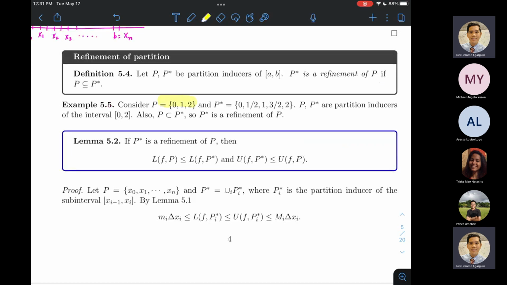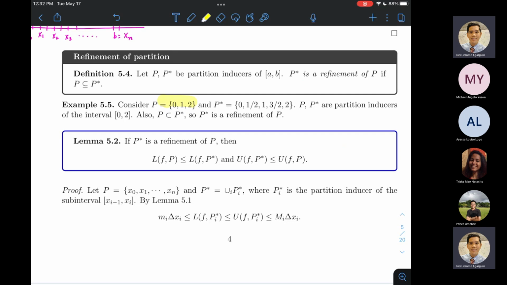Kung meron ka raw P, siya ay si 0, 1, 2. We know that this is a partition inducer of the closed interval 0 to 2. Now, if I will add 1 half and 3 halves dito kay P in the right position, so look at P star there, habang sinasaksak ko yung aking pen. Si 1 half siningat sa pagitan ni 0 at ni 1. Si 3 halves siningat sa pagitan ni 1 at saka si 2. Na-preserve lahat ng elements ni P. Nagdagdag ako ng 2 additional members para mabuo si P star. In-arrange ko ulit sila increasingly. So, ibig sabihin si P star ay refinement ni P.